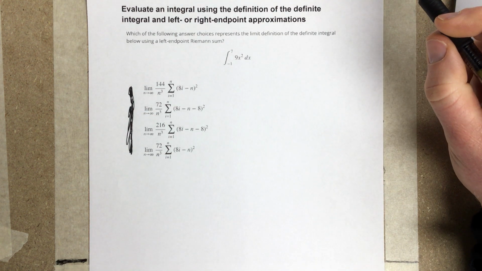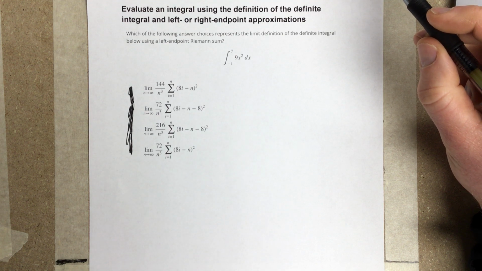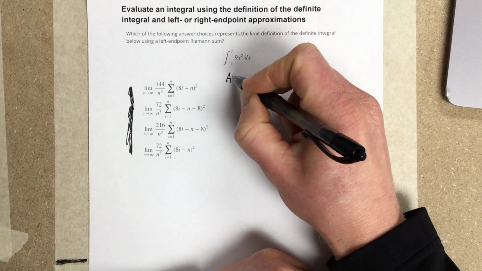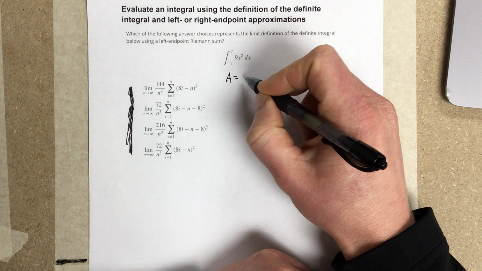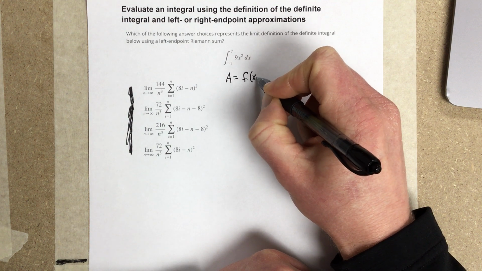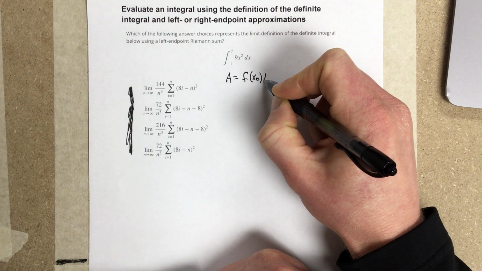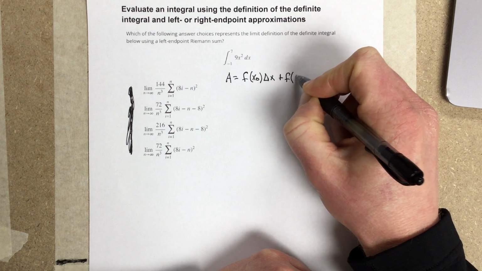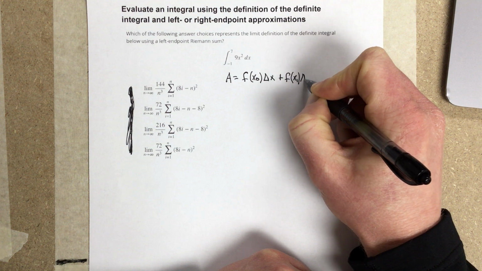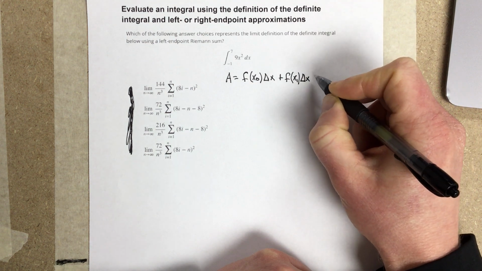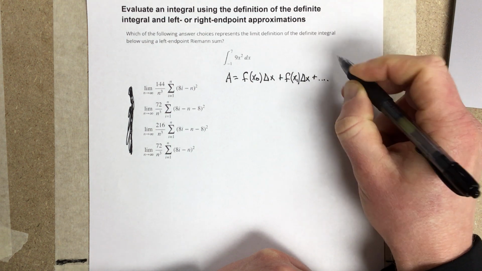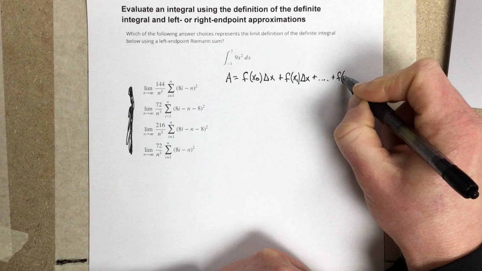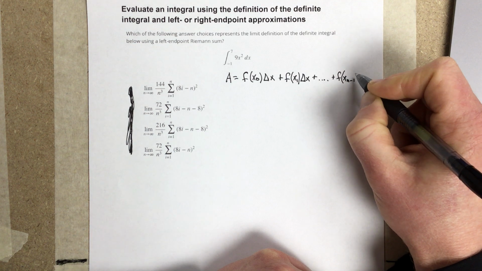Well, if you remember from our previous section when we did left endpoint approximation, the left endpoint approximation is always A equals f of x0 times change of x, plus f of x1 times change of x, plus a bunch of stuff in the middle, and then we would have plus f of x n minus 1 times change of x.